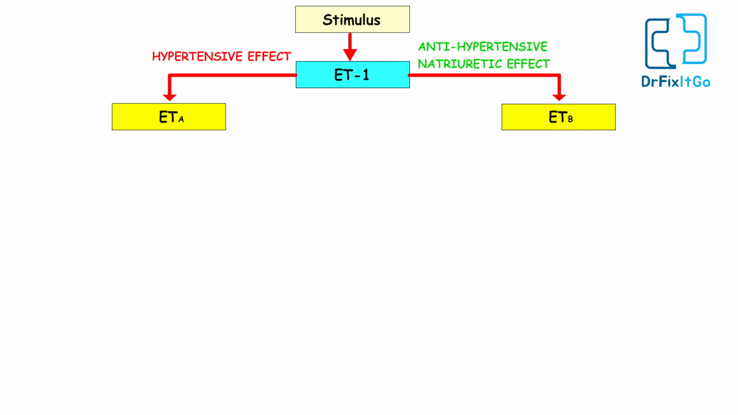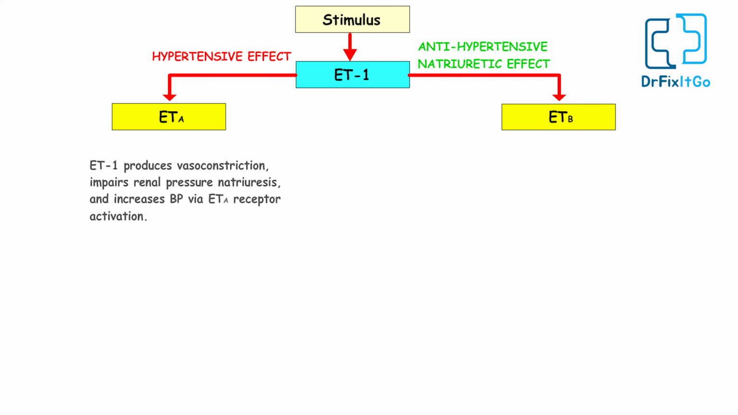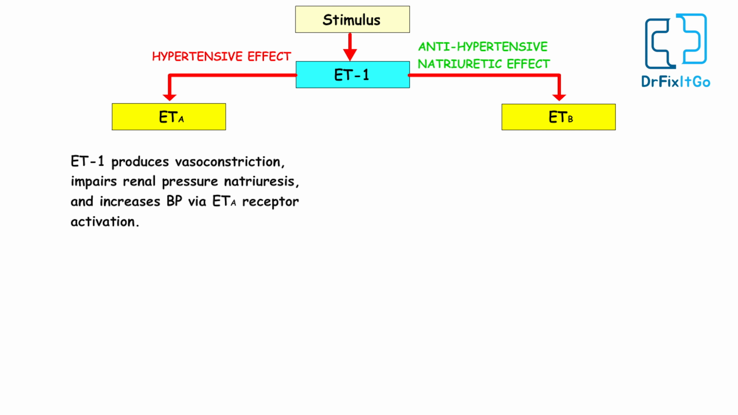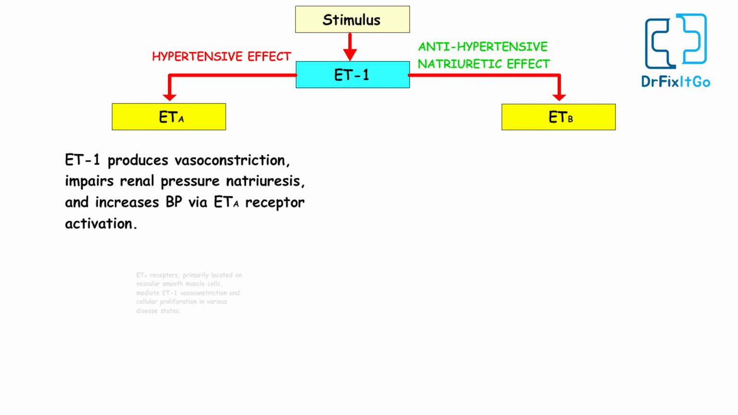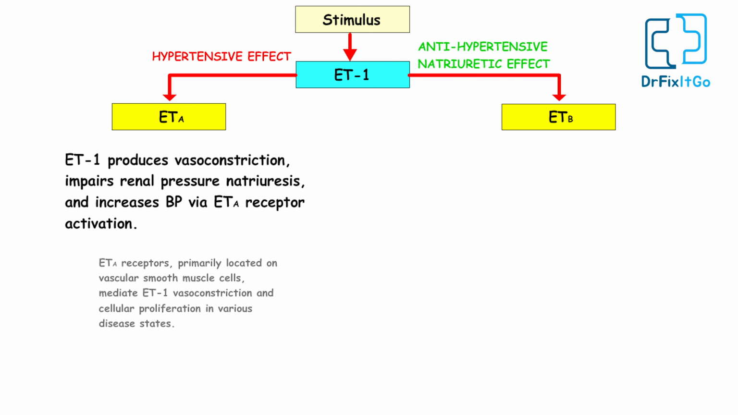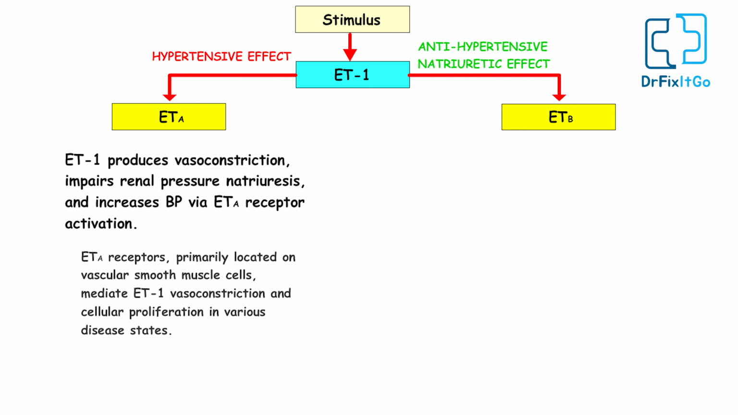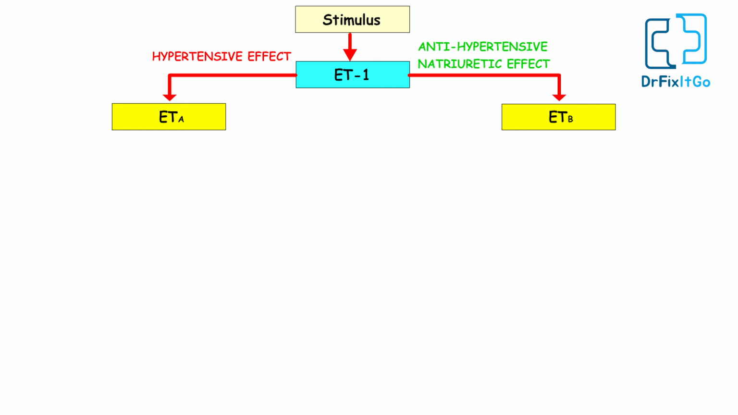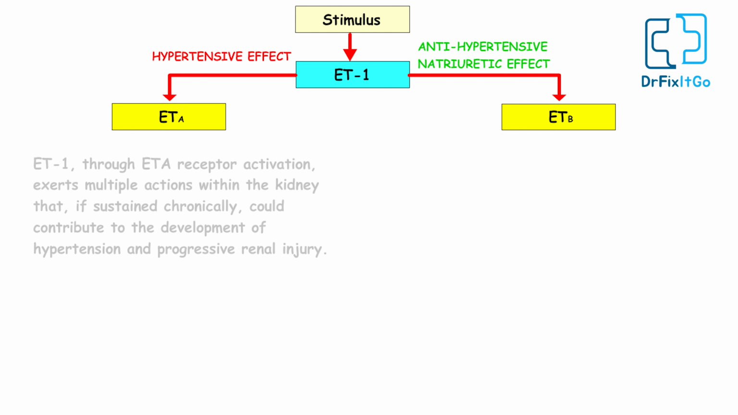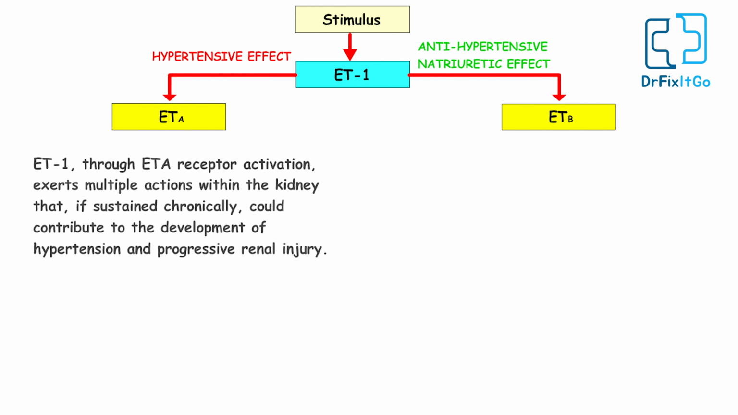Endothelin 1 produces vasoconstriction, impairs renal pressure natriuresis, and increases blood pressure via endothelin A receptor activation. Endothelin A receptors, primarily located on vascular smooth muscle cells, mediate endothelin 1 vasoconstriction and cellular proliferation in various disease states. Endothelin 1, through endothelin A receptor activation, exerts multiple actions within the kidney that, if sustained chronically, could contribute to the development of hypertension and progressive renal injury.